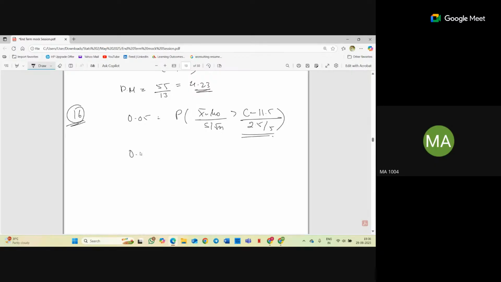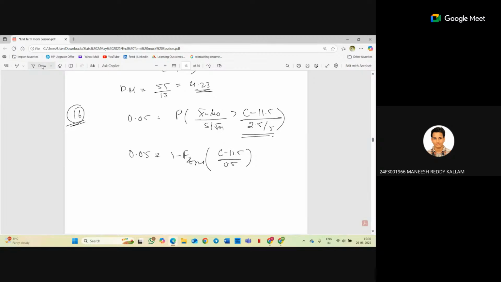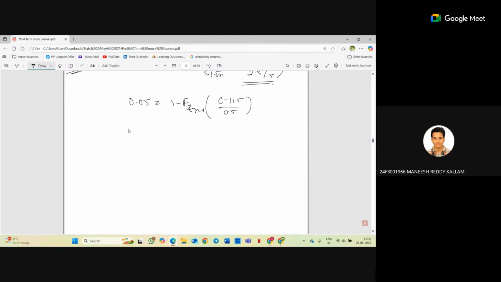Then the next thing is this can be written as 1 minus F of C minus 11.5 divided by 0.5. But we should use T with n minus 1, that is T24, instead of FZ. It's better. So this can be written as F T24 of C minus 11.5 divided by 0.5 equals 0.95.